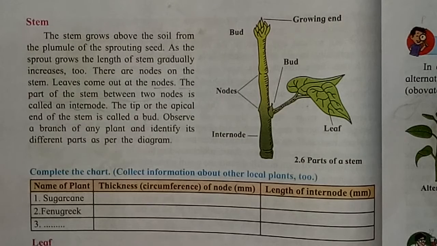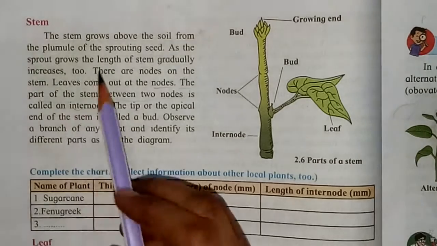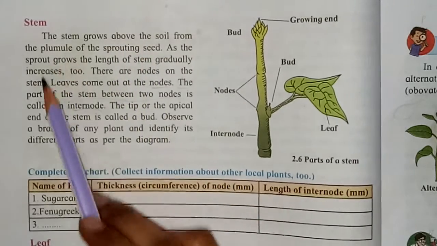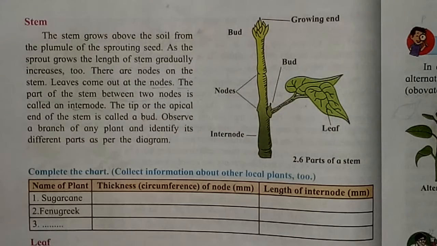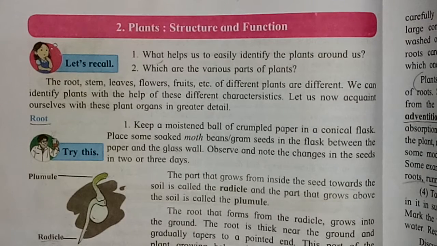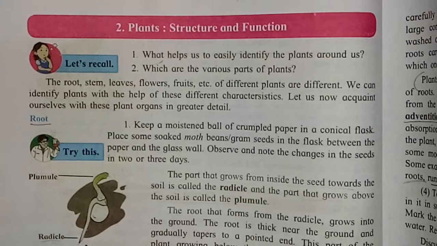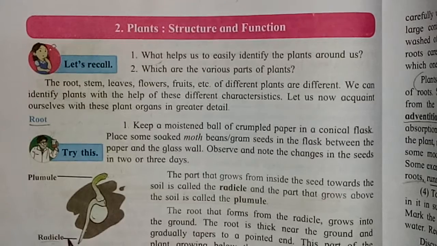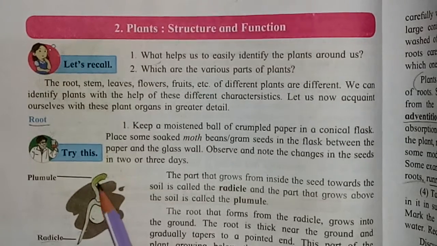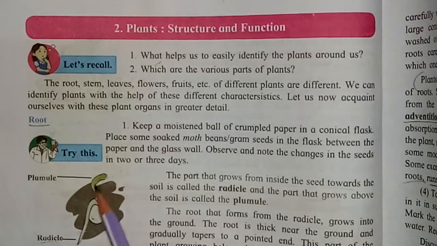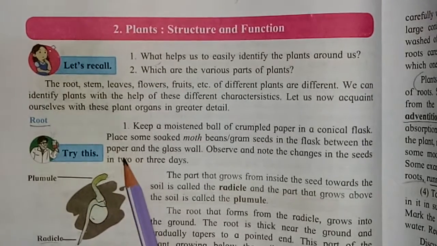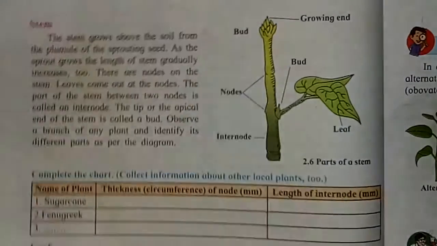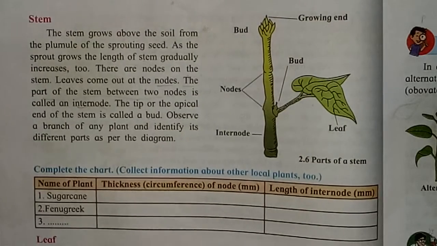As you can see here, it is written over here, the stem grows above the soil from the plumule. If you remember, we have learned the formation of root here. From the seed, the downward part is called radicle, this turns into roots, and this upper part is called plumule. Now it will further grow above the soil, and when it grows, it is called stem. So now we'll see everything in detail about stem.